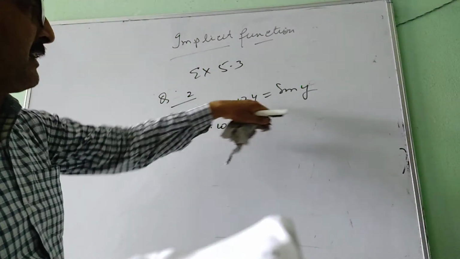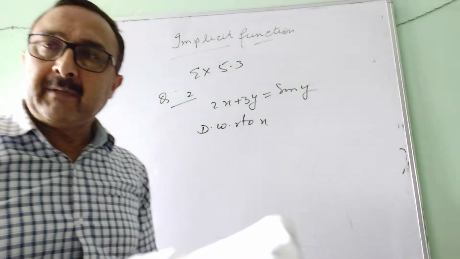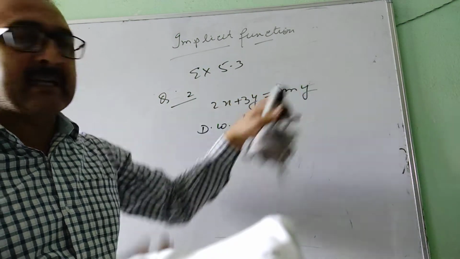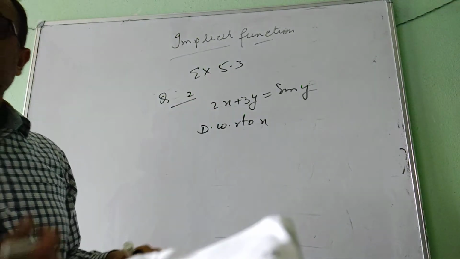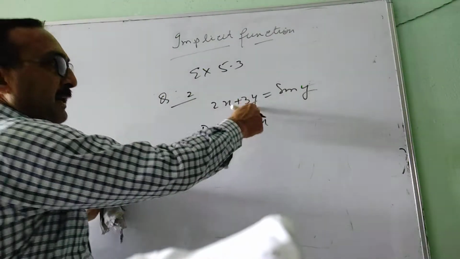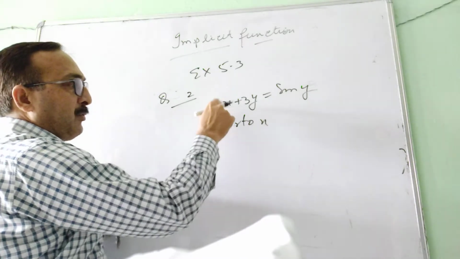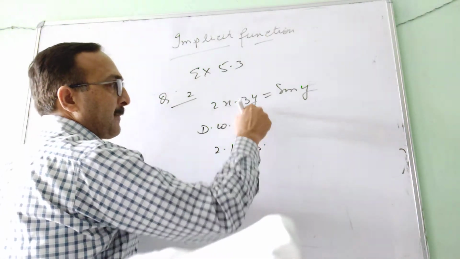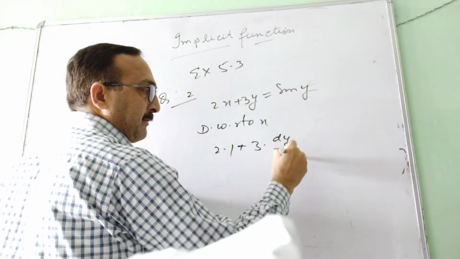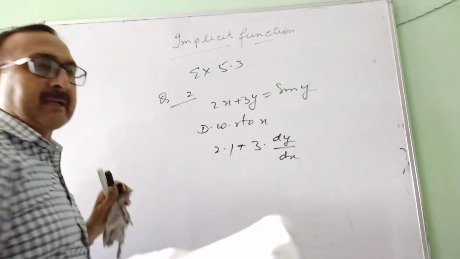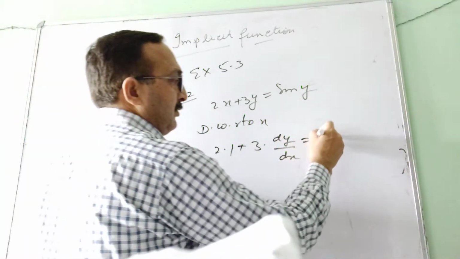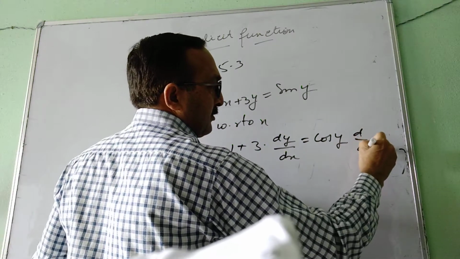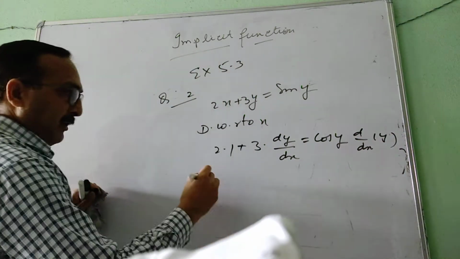Before differentiation, you check what kind of problem this is. This is an implicit function. The reason is y and y are mixed up with x. We cannot separate y because here is y, here is sin y. So now what is the differentiation? 2 times x differentiation is 1 plus 3, and you know differentiation of y with respect to x is dy upon dx, equal to differentiation of sin, which is cos y, again d upon dx of y. And now you further simplify.